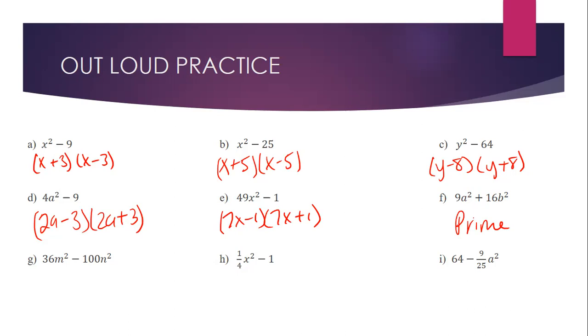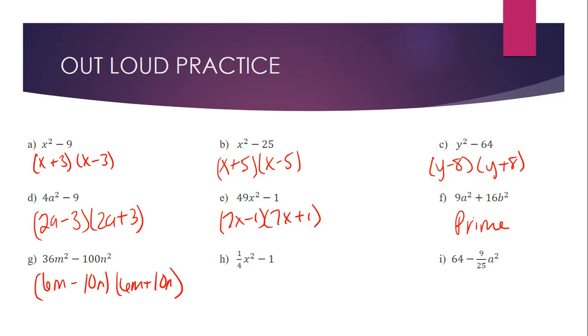All right, here we go. G. Are they both perfect squares? Yeah. Are they being subtracted? Yeah. What are my factors? Minus what? And then 6 is minus. No, it's plus, because they have to cancel out to make 0. All right. Let's get a little tricky.